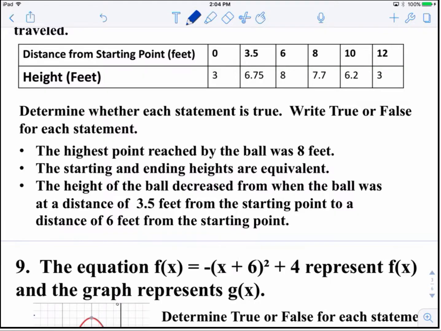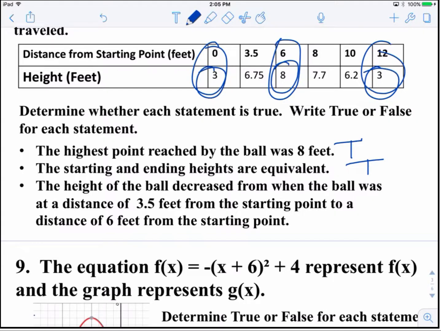The highest point reached by the ball is 8 feet. So from here, we look at our table, and the height is 8 feet. So the answer is true. The starting and ending heights are equivalent. So this is our starting point, and this is our ending point, and the height is 3 feet and 3 feet. So this is also true.